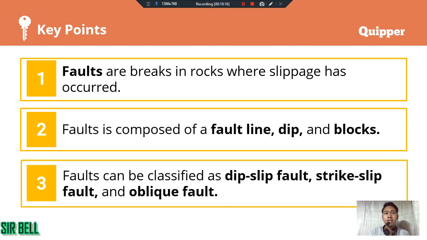So now let's talk about the important key points for us to ponder. First one is that faults are breaks in rocks where slippage has occurred. Second, faults are composed of fault line, dip, and blocks. And lastly, faults can be classified as dip slip fault, strike slip fault, and oblique fault.